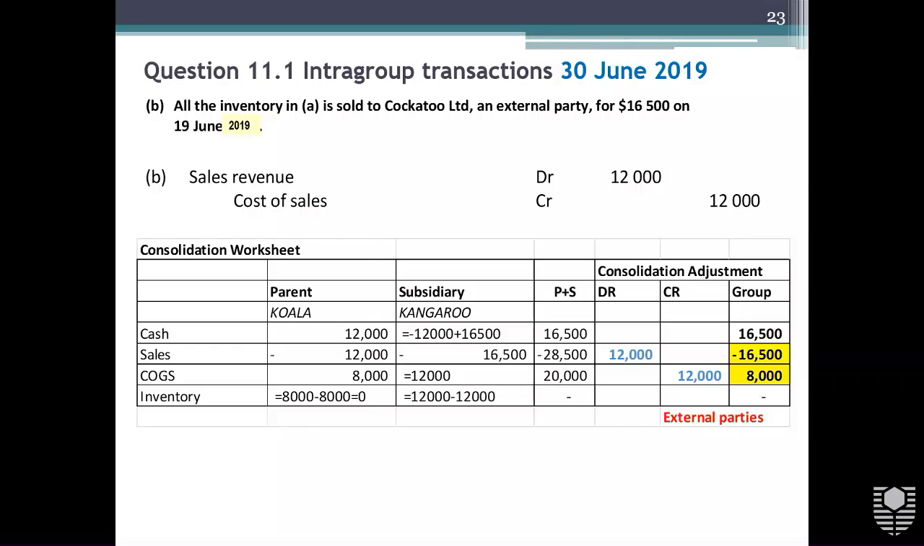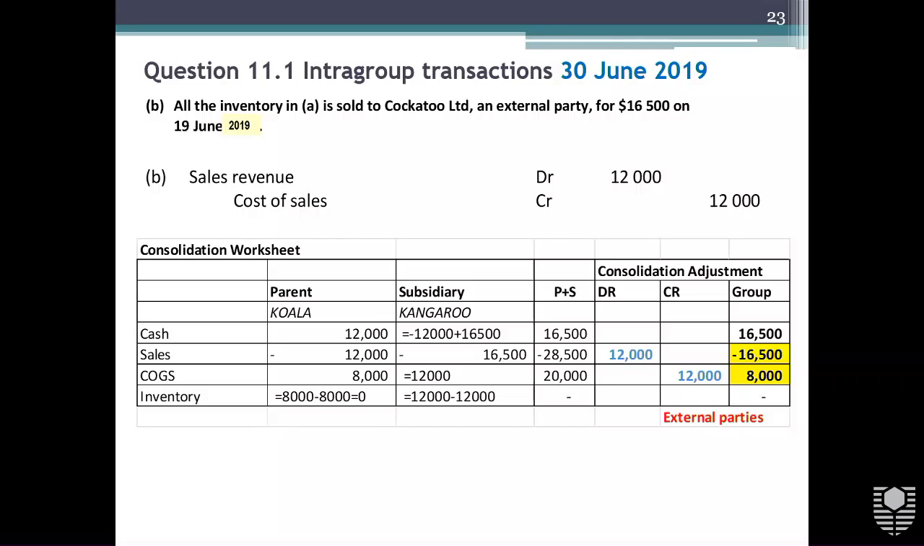I think I'm lost in 12,000 and 16,000. Okay, so let's go back to the beginning. The parent's books haven't changed. They bought the inventory for $8,000, they sold it for $12,000. That's the same. Kangaroo paid $12,000 for it. Now they're selling it to an external party for $16,500. Bank goes up $16,500. Sales goes up $16,500.